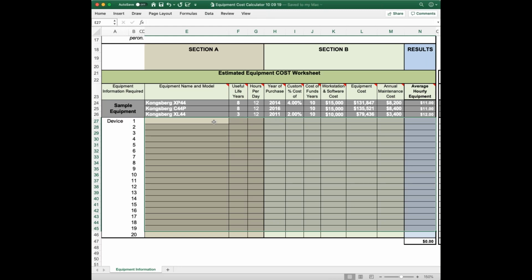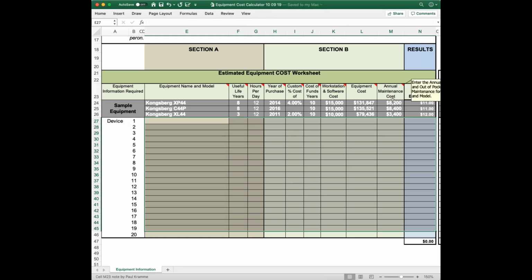Then for each machine in the list, they're going to have to provide all of the fields that you see here: the year that it was purchased, any information on cost of funds. We'll talk about that in a bit. How many years it was financed. What's the cost of any work-related software for that machine? What's the actual cost of the machine itself?